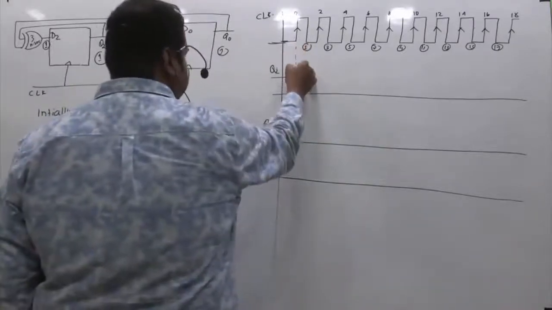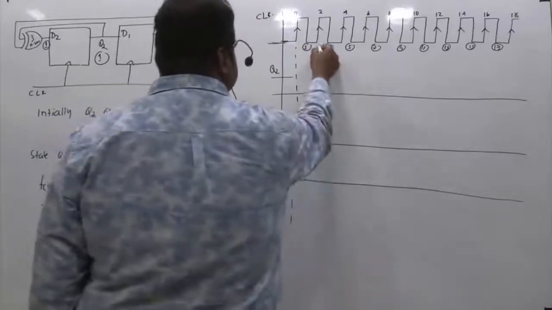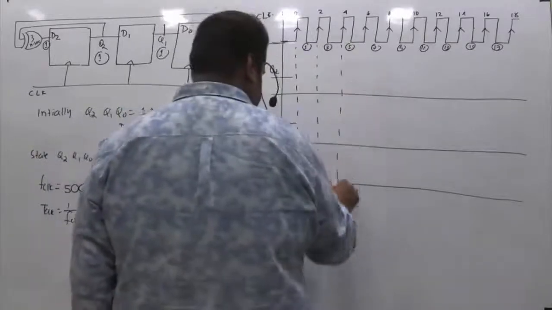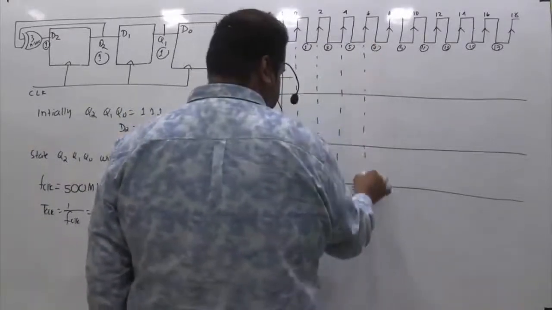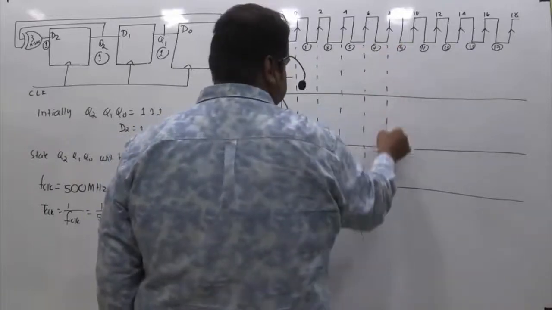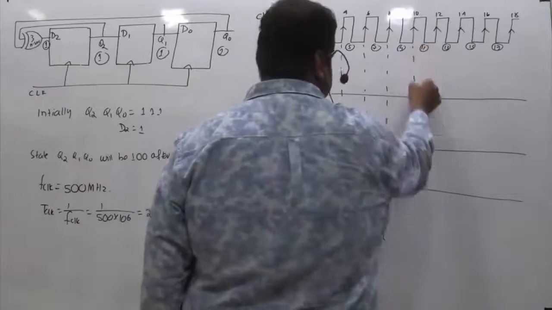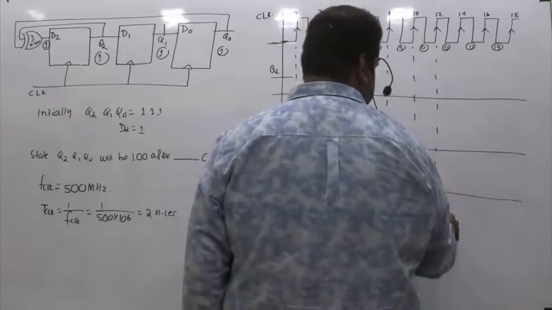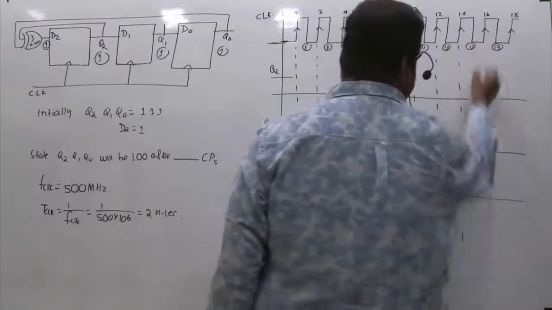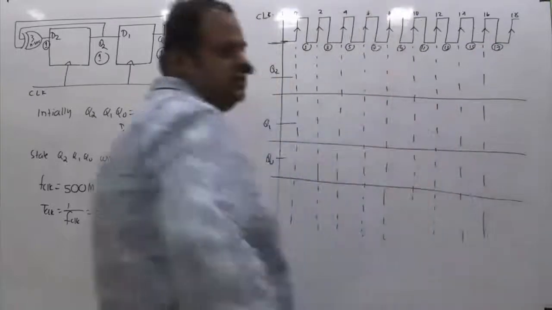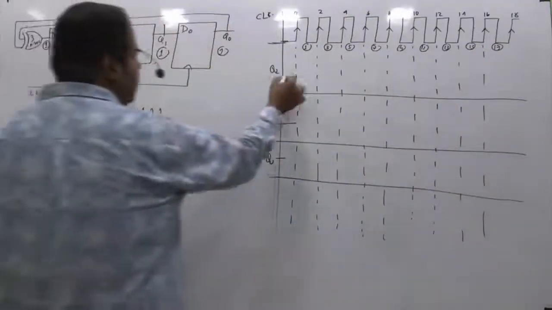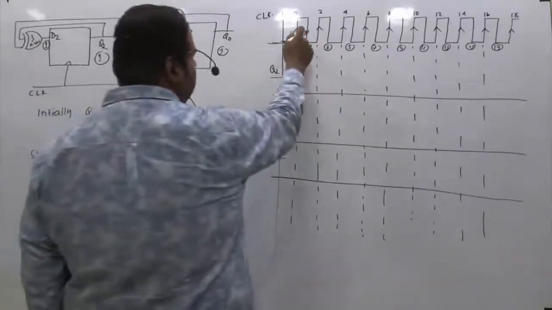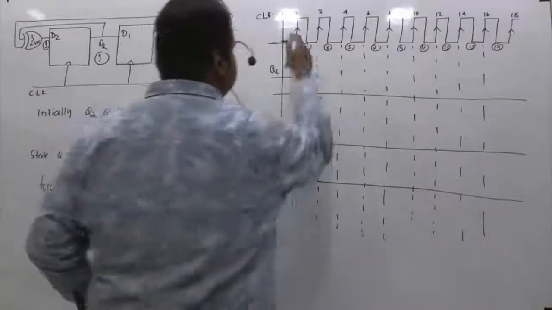Okay, so I'm just extending this instance, and these highlighted points are nothing but the points where the positive edges are existing. Okay, it's something like this. So I'm extending the line like this because initially Q2, Q1, Q0 values are 1, so I haven't applied any clock. Okay, this will be the first clock. So these are the time instants I have taken.